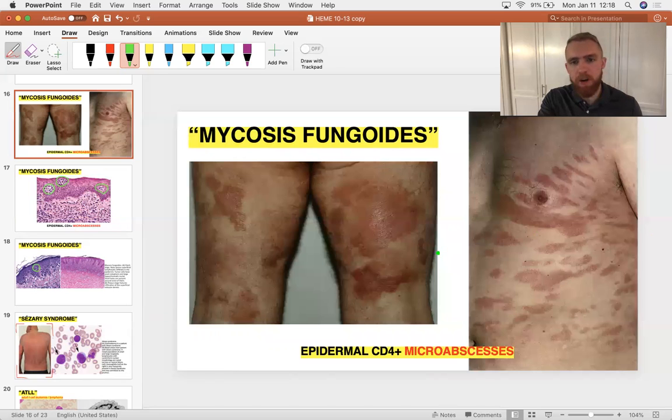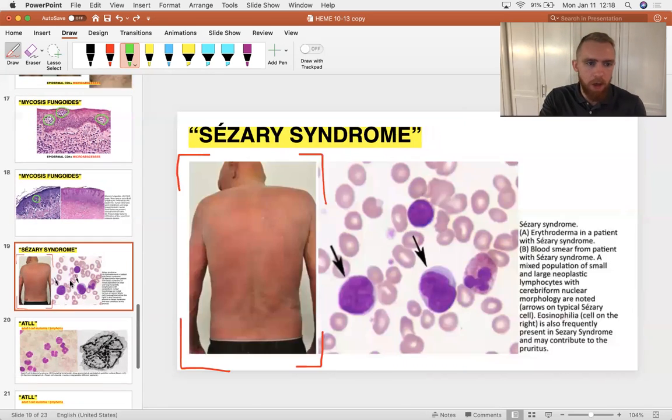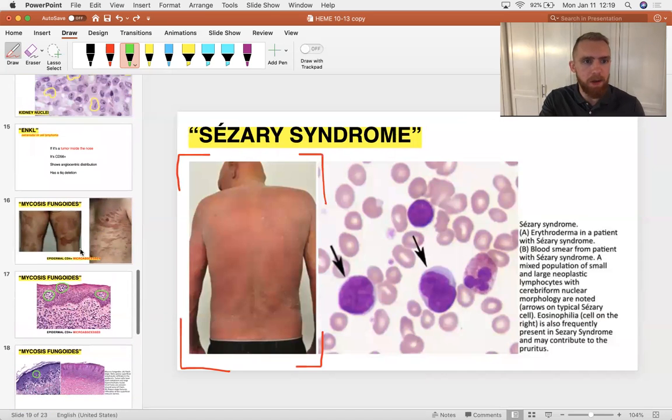So here's how they present. Again, notice it's typically parts of the body covered from the sun, so chest, the backs of the thighs here. And again, you see this in a test question. Next thing you're looking for is, is it in the blood or not? If it is, it's Sezary. If it's not, it's mycosis fungoides.